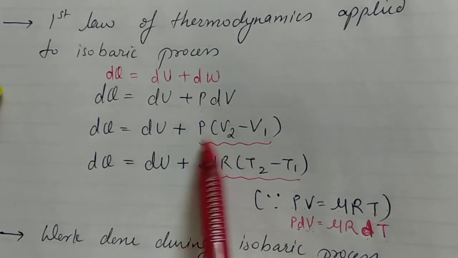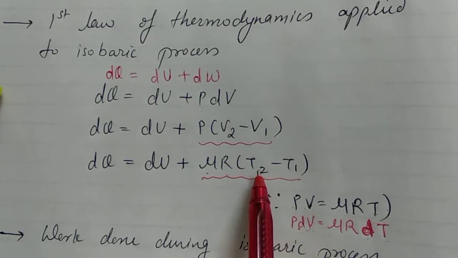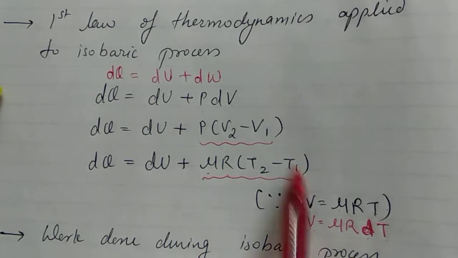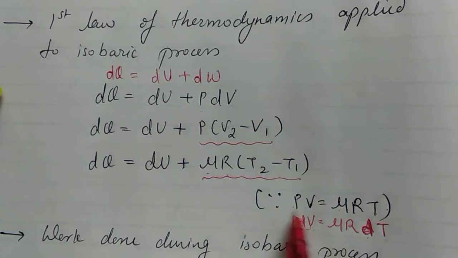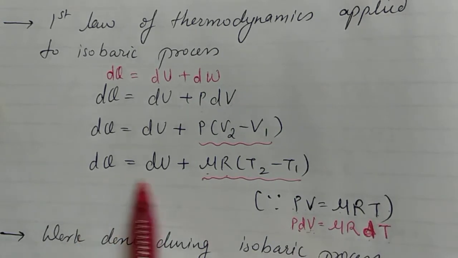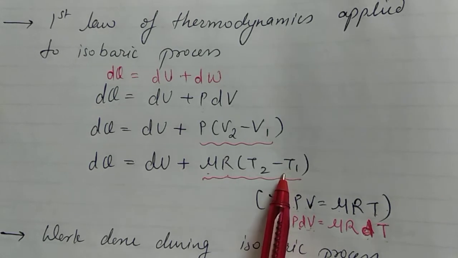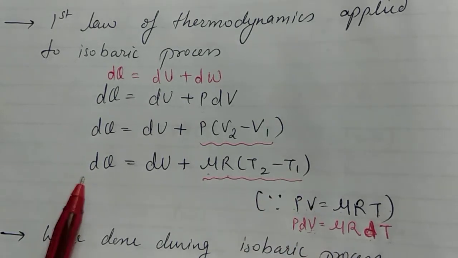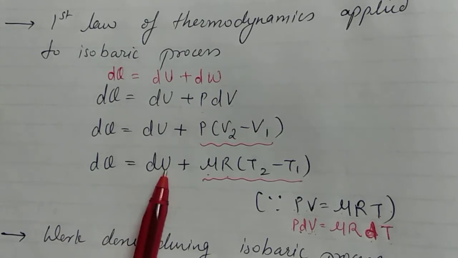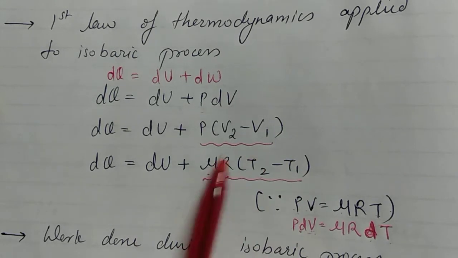So instead of PV, I can write mu RT. So this was P into V, P dV. So instead of that, I can write mu R dT, delta T, right? Delta T is what? T2 minus T1. So इसमें से ये step कैसे आया? By using ideal gas equation. So अगर आप ये वाला equation देखते हो, when first law of thermodynamics is applied to isobaric process, then what you can say is the amount of heat energy absorbed by the system partly increases the internal energy of the system and partly is utilized in doing work.